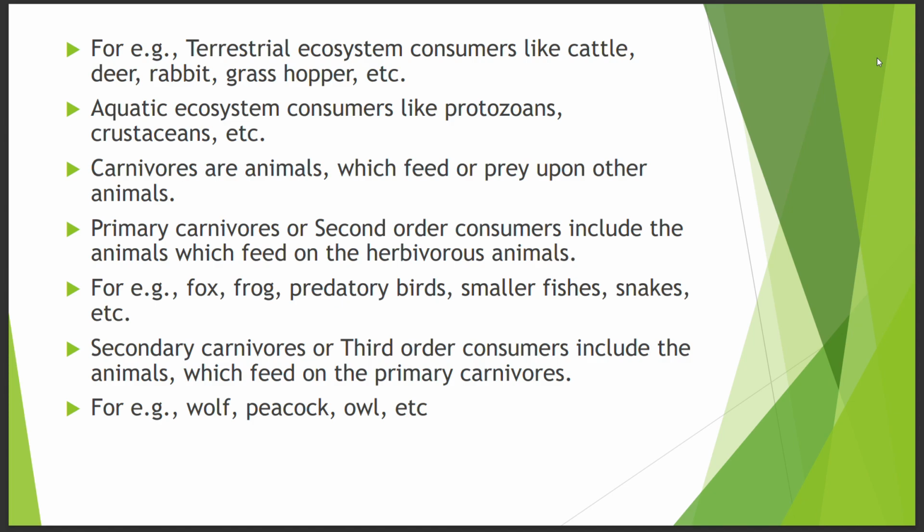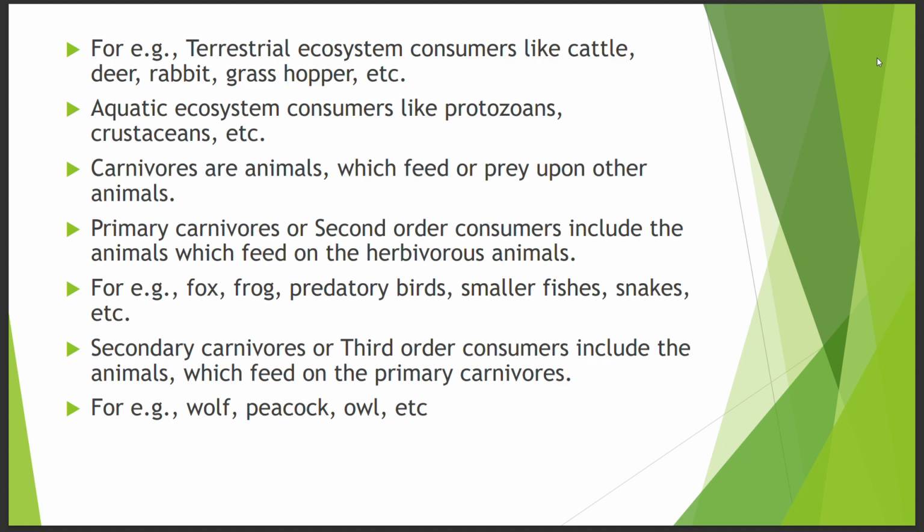Then come to carnivores. Carnivores are animals which feed or prey upon other animals. Primary carnivores or second order consumers include the animals which feed on the herbivorous animals: fox, frog, predatory birds, smaller fishes, snakes. Secondary carnivores or third order consumers include animals which feed on the primary carnivores: wolf, peacock, owl. Then we have tertiary carnivores.